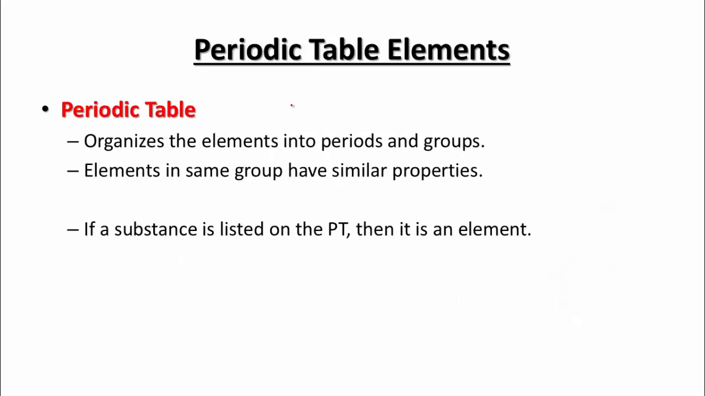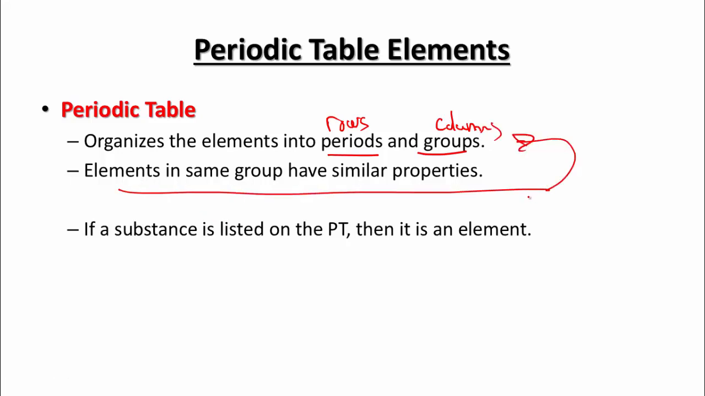The periodic table is kind of our organizational tool for the elements. It organizes the elements into periods and groups. Periods are the rows on the periodic table, and groups are the up and down vertical columns. Elements that are in the same group have similar properties. That's a nice way that they're organized.